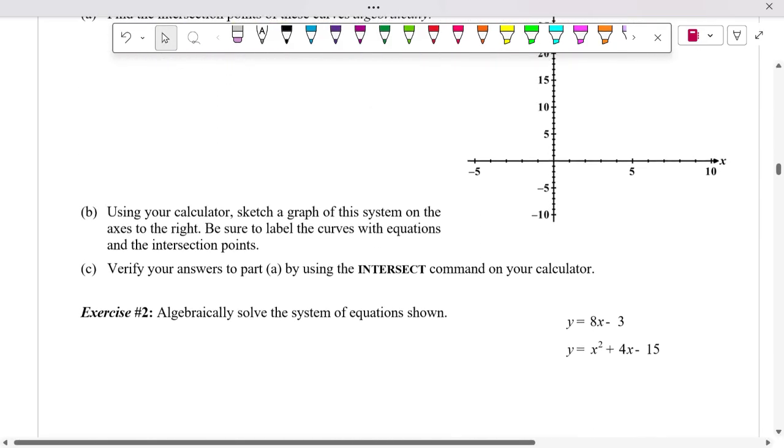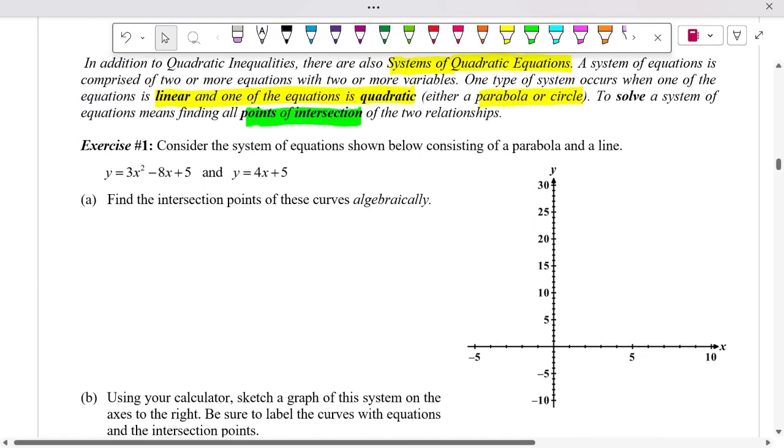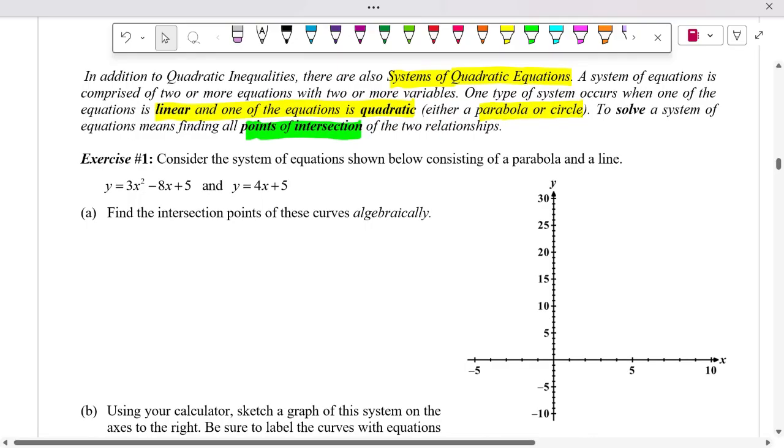So, first off, if we look at this first one, we're going to find the intersections of the curve algebraically. So think back to Math 1. What were the 3 different ways that you could solve a system? So elimination, substitution, and what's the other one? What's the easiest way?